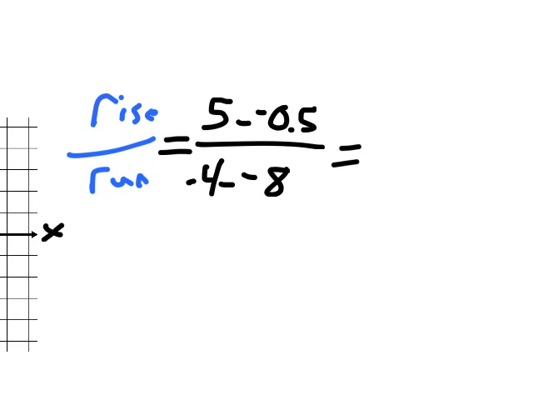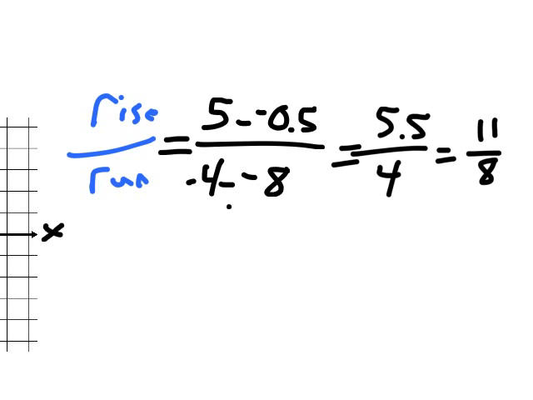A 5 minus a negative 0.5 is 5.5. Negative 4 minus a negative 8, that's negative 4 plus 8, because when you minus a negative, you're actually adding. So there's our slope. 5.5 over 4, or 11 over 8 is another way of saying that. Don't worry too much about that. I think if you convert this to a decimal number, you should be all set.